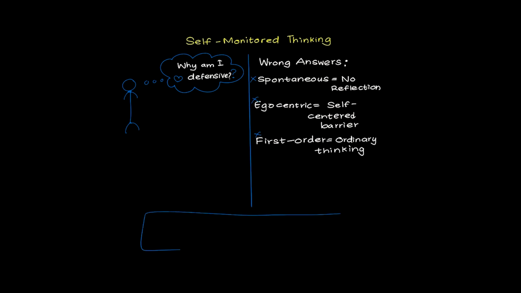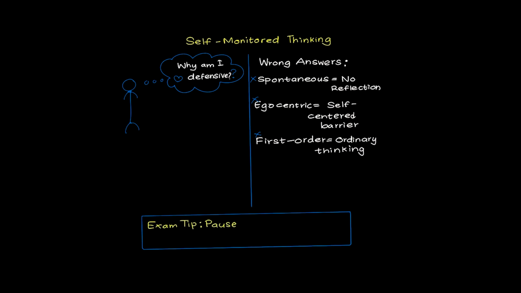Here's a WGU D265 OA exam tip for you. When someone pauses to examine their own emotional reactions or thought processes before responding, that's self-monitored thinking. Quick recall hook. Self-monitor = stop and scan your mind.